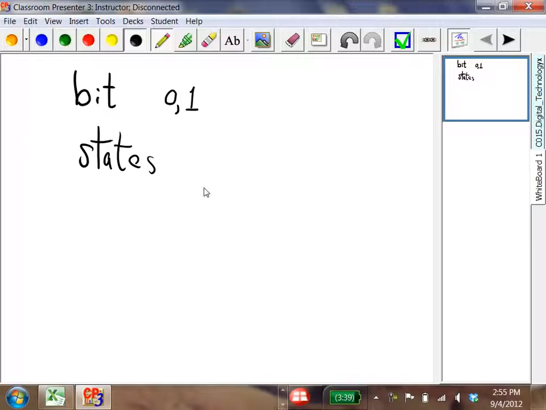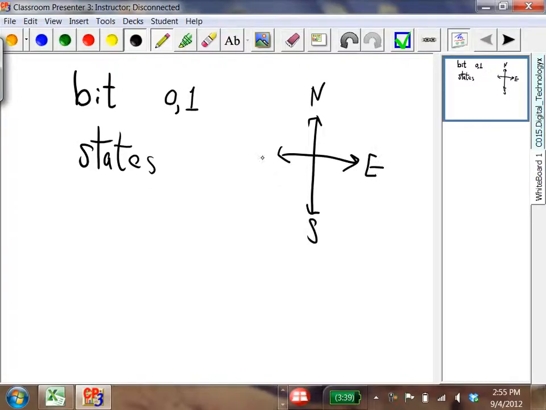Well, suppose I wanted to have a code for, let's say, the four directions of a compass: north, south, east, and west. What would be a way that I could encode that?